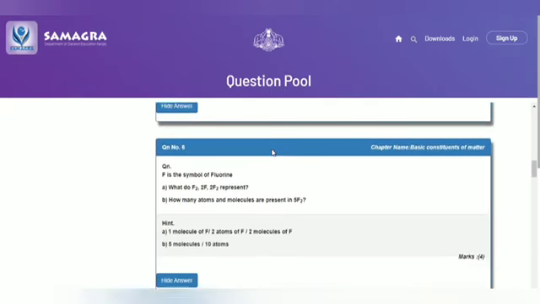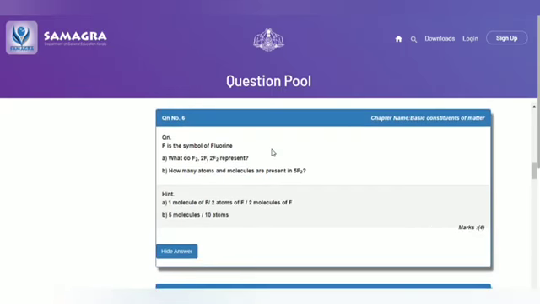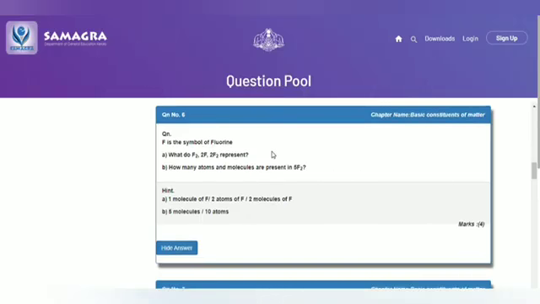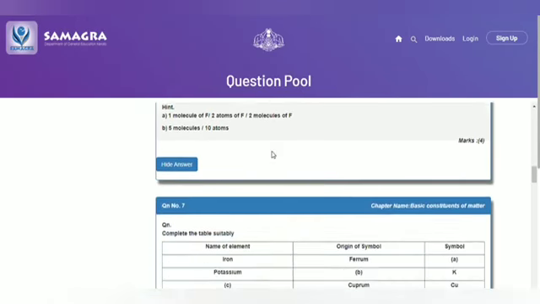Sixth question, F is the symbol of fluorine. What do F2, 2F, 2F2 represent? F2 represents one molecule of fluorine, 2F represents two atoms of fluorine, and 2F2 represents two molecules of fluorine. How many atoms and molecules are present in 5F2? 5 molecules, 10 atoms each, that is 5 molecules present with 10 atoms.